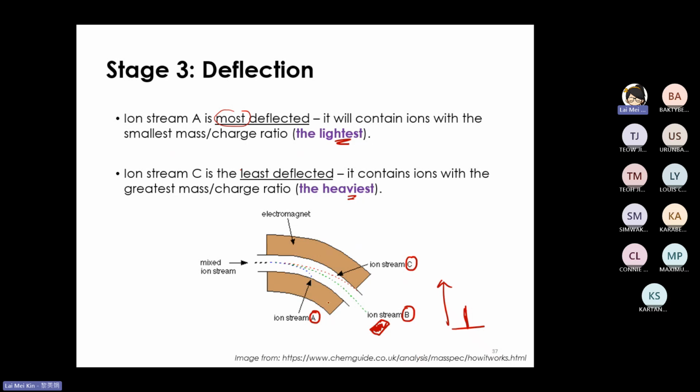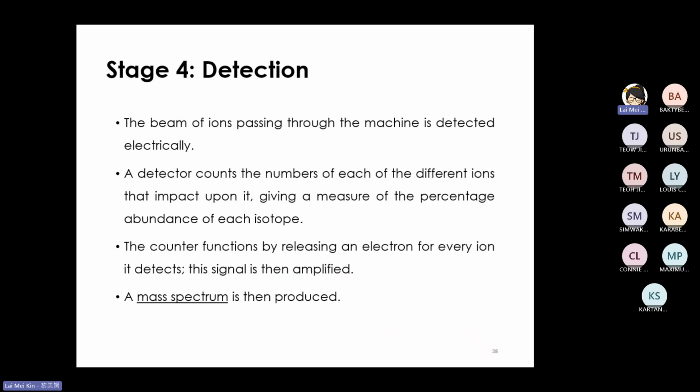I will detect stream A, so B and C will be deflected. So I count, okay, A is high. And then I adjust again. I want to detect stream C, so A and B will be deflected. Okay, so stream C, maybe only this high. All right, so each time one stream, one ion will be detected. Then I repeat many times, I will produce many peaks.